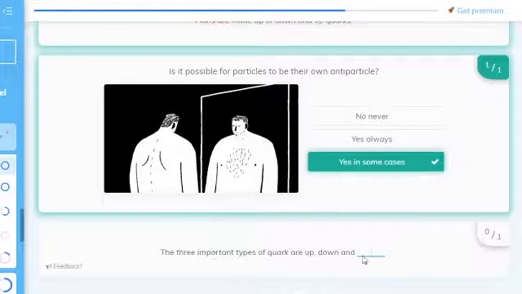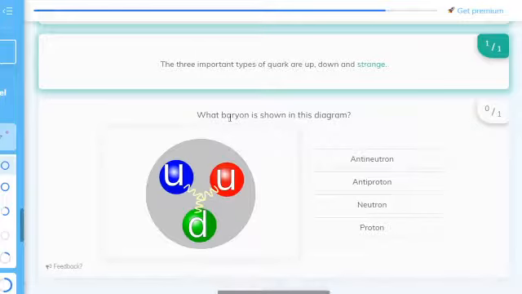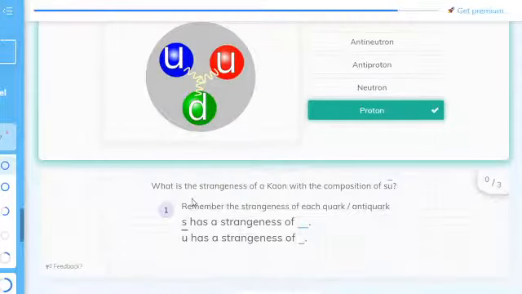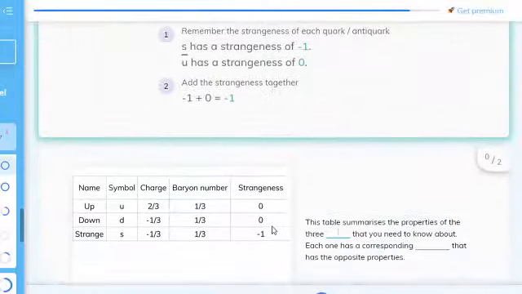The three different types of quarks are up, down, and strange quarks. What baryon is shown in this diagram? So that's two ups and a down, so that would be 2/3 plus 2/3 minus a third, that would be 1, so that would be a proton. Simple. So, what is the strangeness of a kaon? So, the strange particle has a strangeness of -1. The anti-up has a strangeness of 0, so that gives -1 as the strangeness.